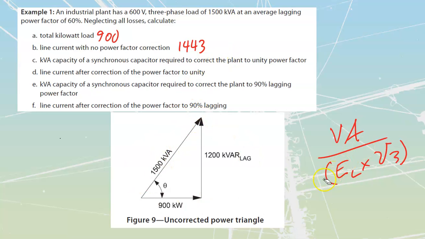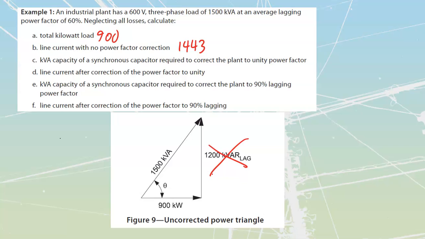Okay, so if I wanted to take what I have existing in this plant, which is this existing triangle over here, and correct that all the way down to unity, what I would need to do is remove all the kVARs over here. So the size of synchronous capacitor that I would need to have would have to be 1200 kVARs, right? If I put in a capacitor that pushes back in the opposite direction, I'm going to push it all the way down, which would mean I would need 1200 kVARs to remove that.